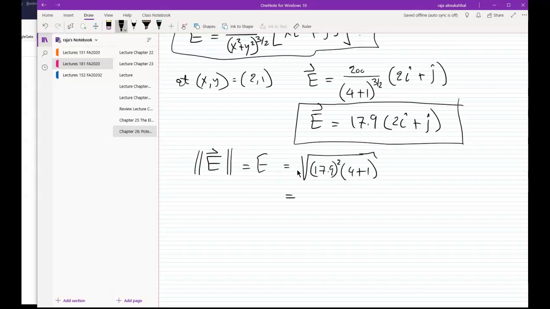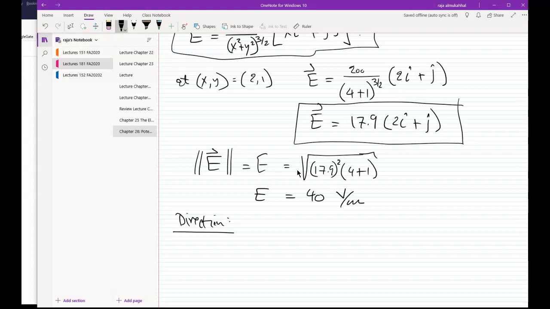Times 5 under the square root. I got an answer of 40. I hope I didn't make a mistake. Volt per meter. There we go. That's the electric field. Okay? And what is the direction? How do I get the direction in this case?